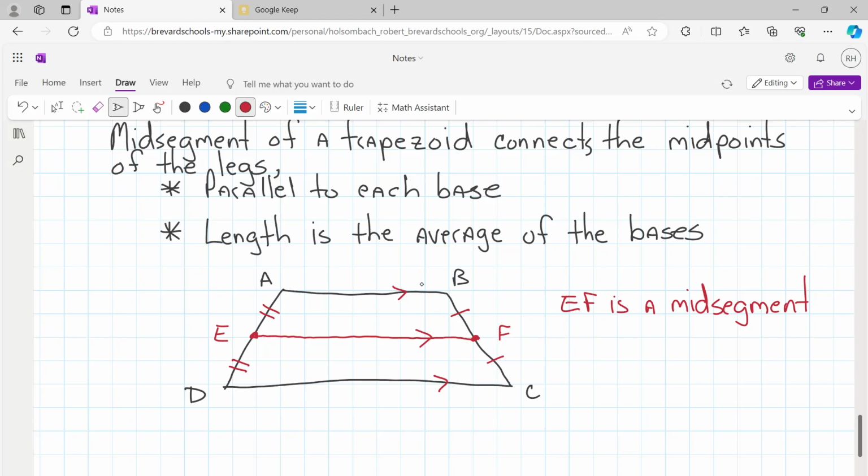So if you're told that AB is equal to 10 and DC is equal to 18, then the length of EF is equal to 10 plus 18 divided by 2. All right, and 10 plus 18 is 28, divided by 2 is 14. So the length of this mid-segment would be 14.